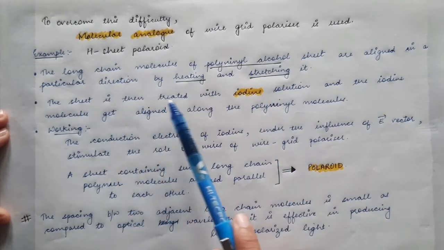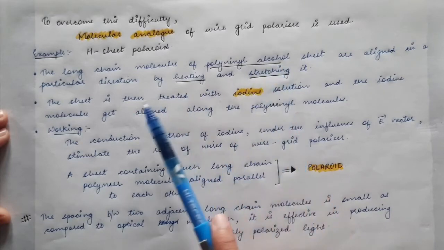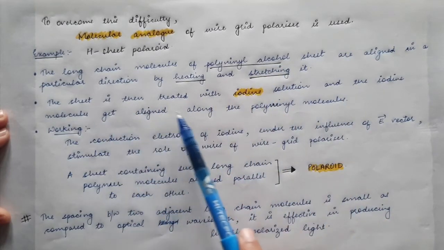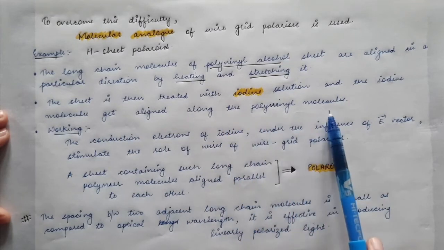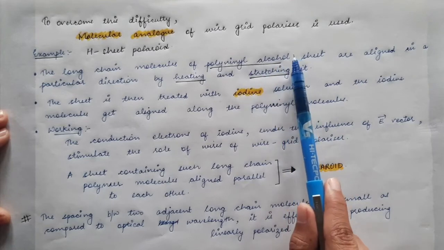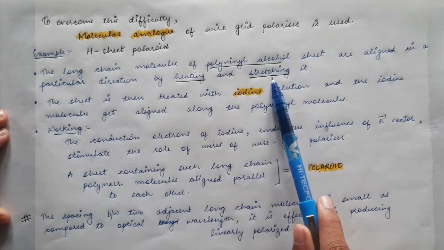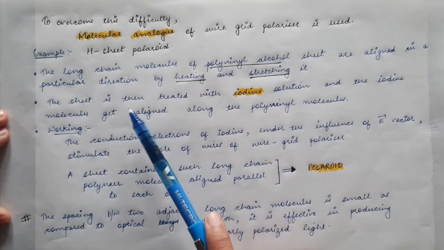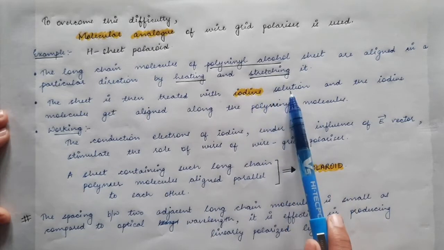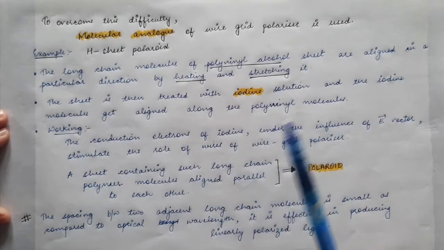Now the sheet is treated with the iodine solution, and the iodine molecules get aligned along the polyvinyl molecules. So firstly, we make the polyvinyl alcohol molecules get aligned in a particular direction by heating and stretching it. And after that, we treat the sheet with the iodine solution, and these iodine molecules get aligned along the polyvinyl molecules.